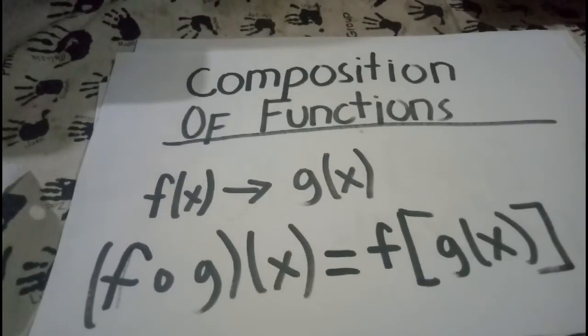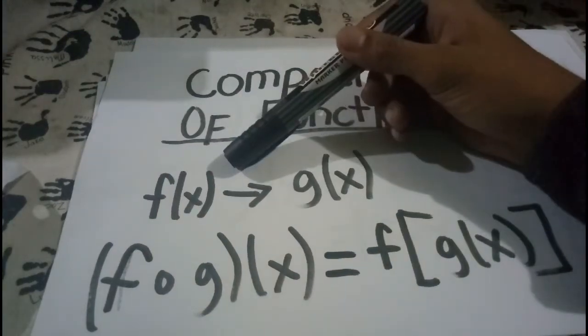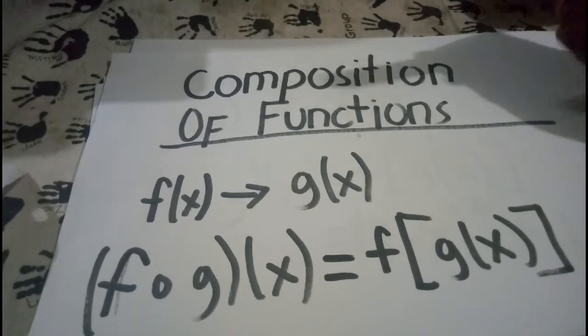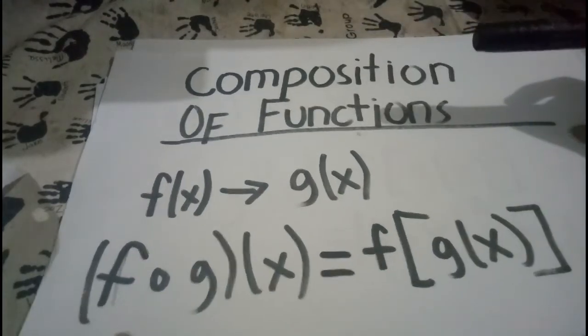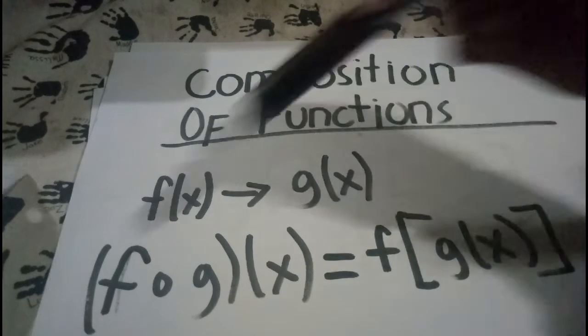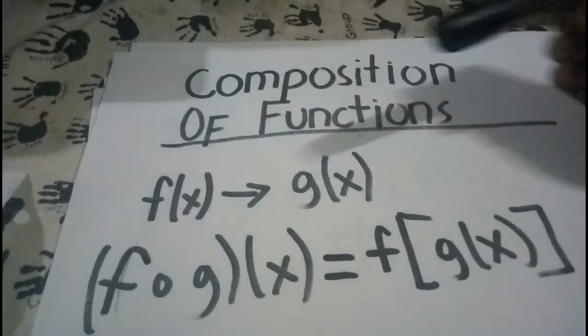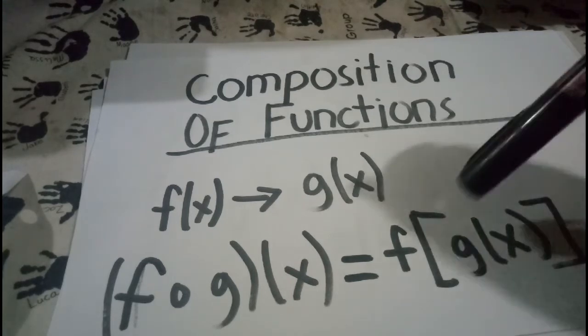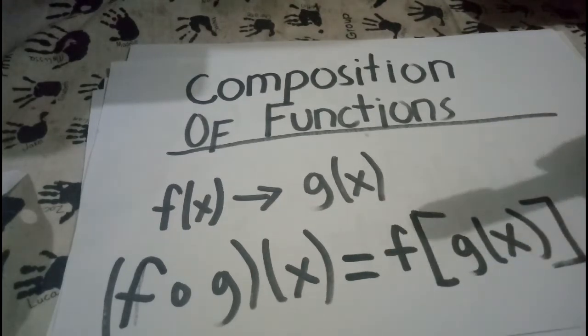Now, we're going to review. In composition of functions, the result of f is distributed or sent to g. This equation is read as f of g of x, not fog x. And in this notation, g of x is distributed to f.